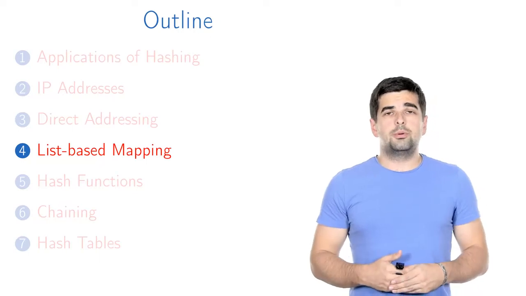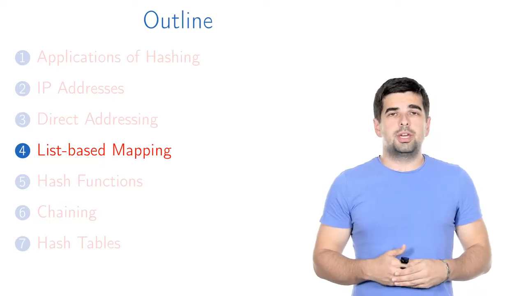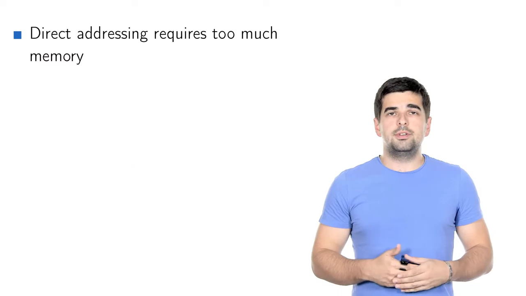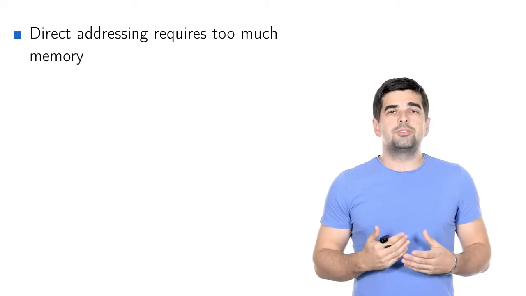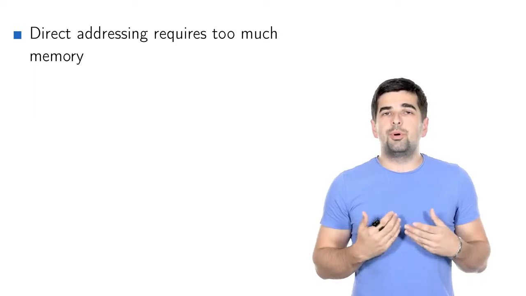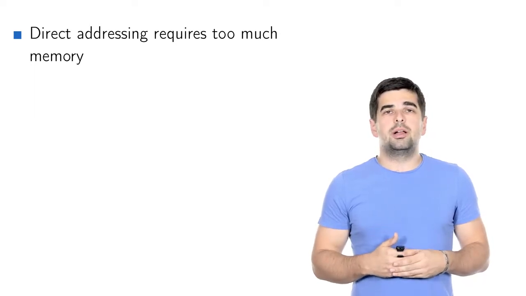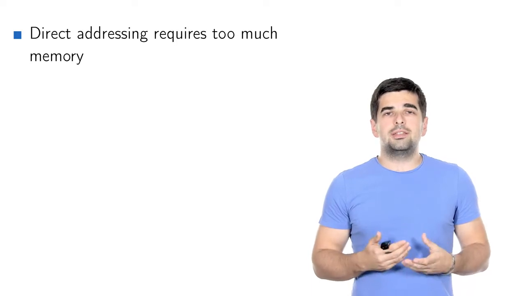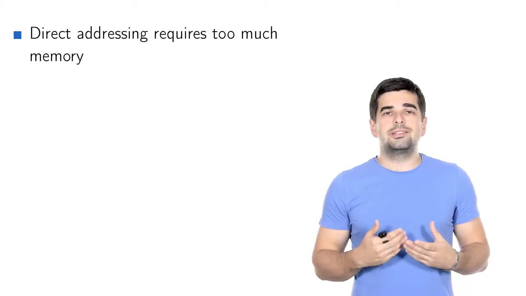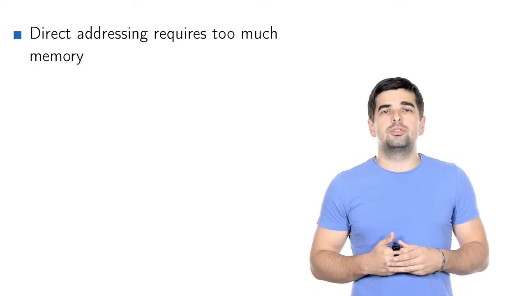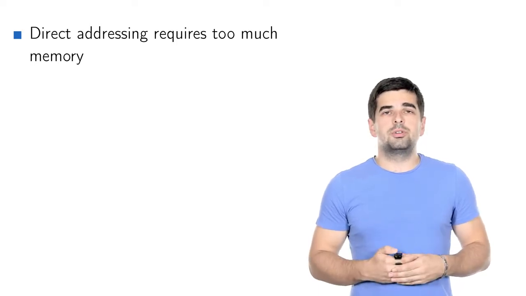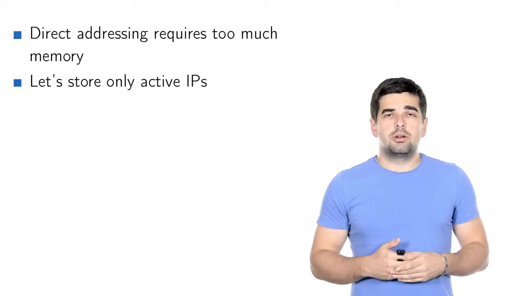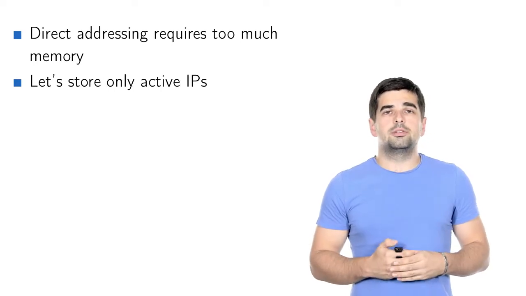Hi, in this video we will study another approach to the IP addresses problem. In the last video we understood that the direct addressing scheme sometimes requires too much memory. And why is that? Because it tries to store something for each possible IP address, while we are only interested in the active IP addresses, those from which at least some user has accessed our service during the last hour. So the first idea for improving memory consumption is: let's just store the active IPs and nothing else.